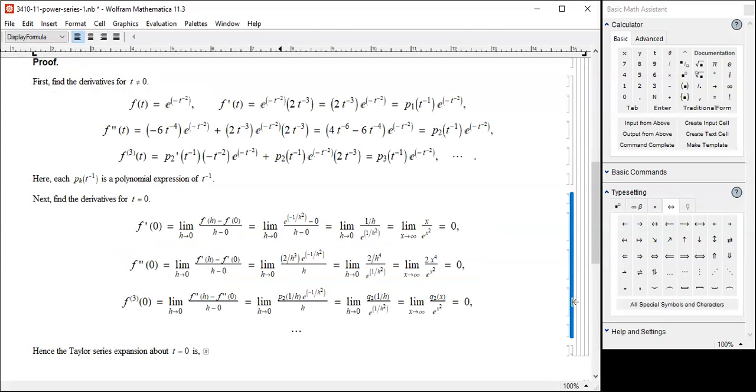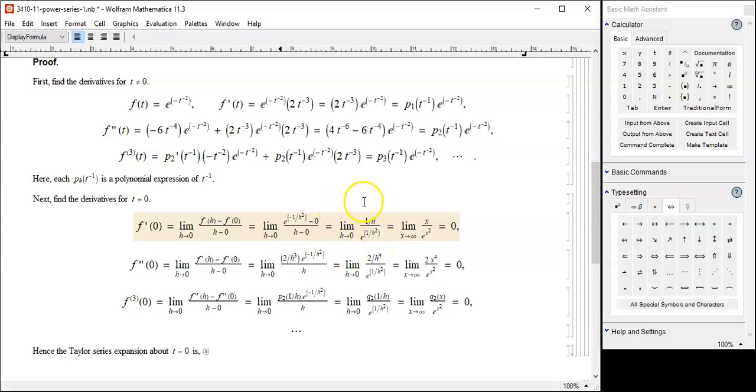Now let's take the derivative at t equal to 0. Just put it into the definition. When h is going to 0, f of h minus f of 0 over h minus 0. Take the limit. f of h is this exponential of negative 1 over h squared. And then what do we have? We have 1 over h over exponential, because it's to the negative power, so you can always push it downstairs.